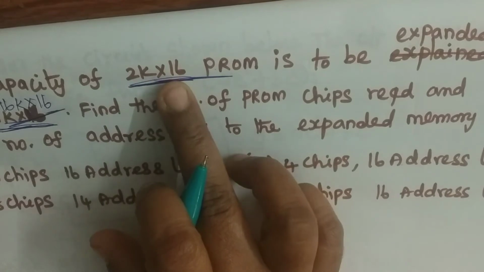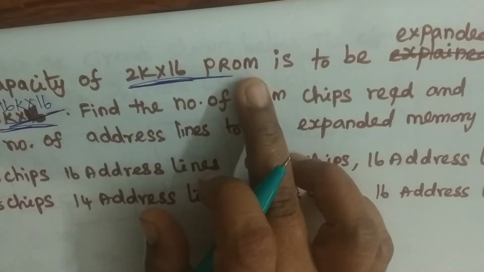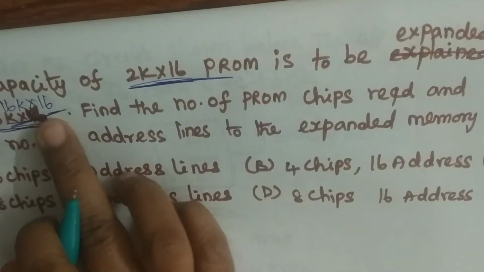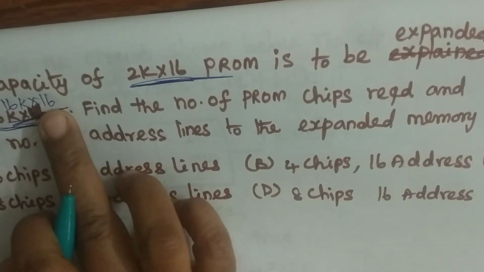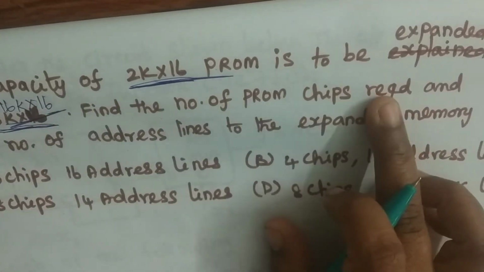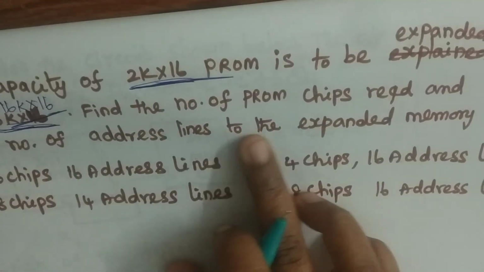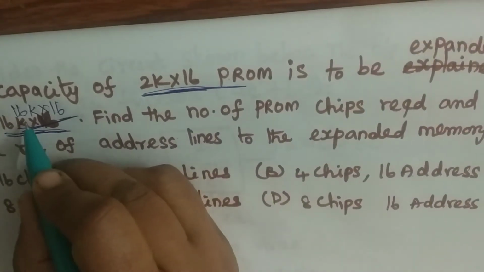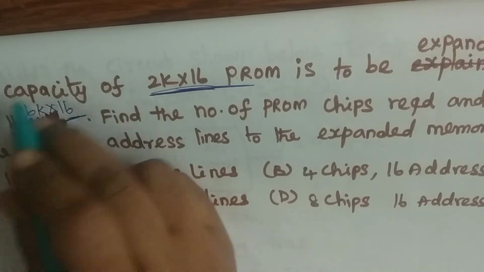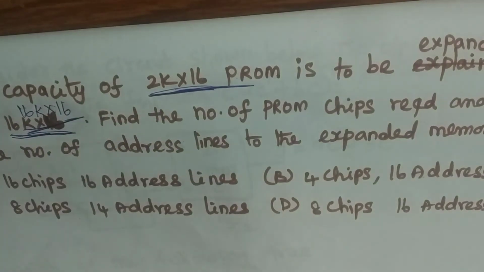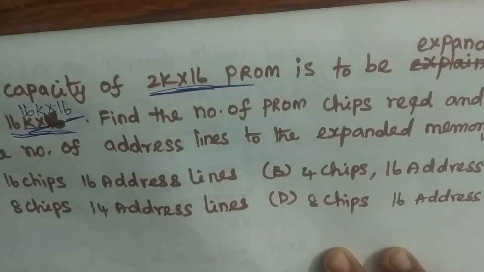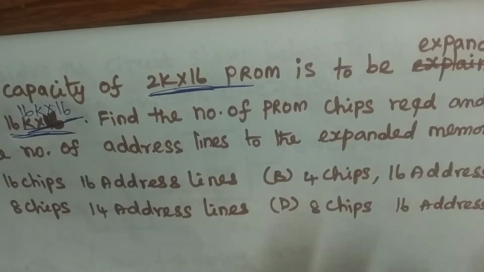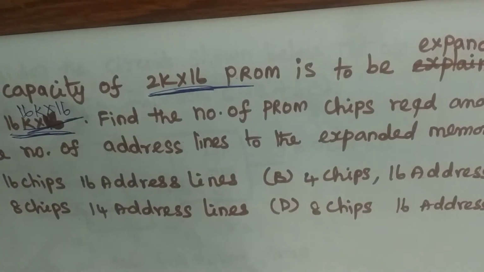The capacity of 2K cross 16 PROM is to be expanded to 16K cross 16. Find the number of PROM chips required and the number of address lines to the expanded memory. What is the expanded memory? 16K cross 16 is the expanded memory. So we are going to find out the number of chips and number of address lines for the expanded memory.